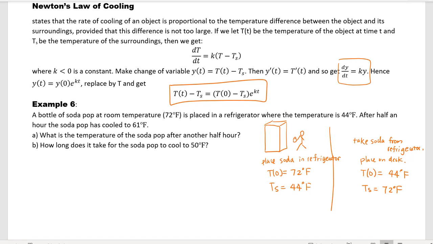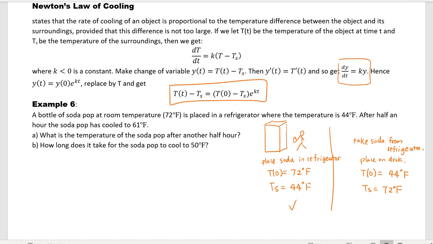So you can see that in these two different stories, your initial temperature and the temperature surrounding are different. So you must read the problem carefully, and then you can figure out which is which. In our case, we want to place a soda in a refrigerator. So we are in this case.